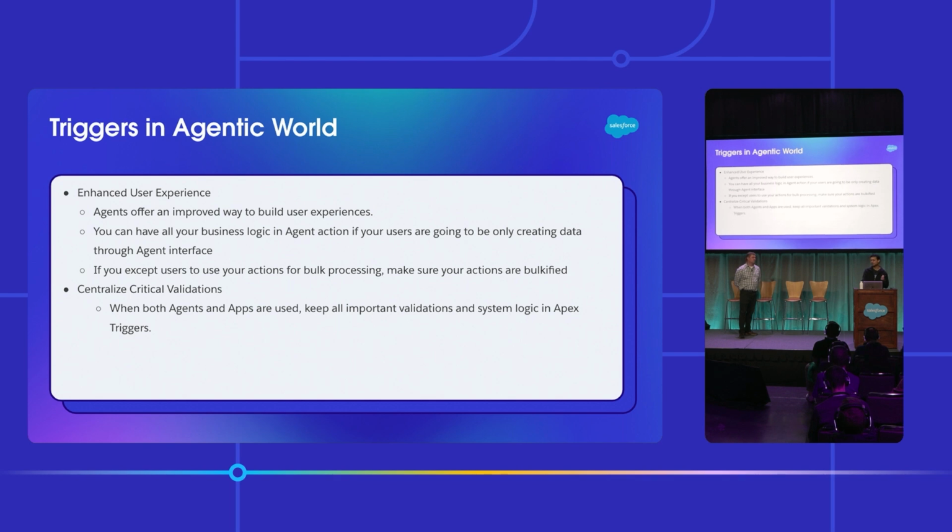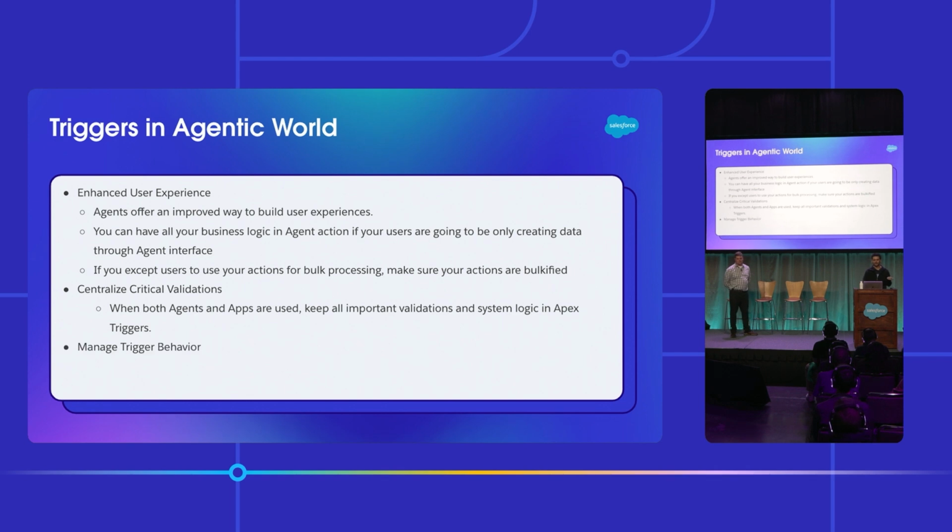Now remember, that's not always the case, right? You are still in this world where you're moving into agents and debating whether to use agents or not. The real, actual world, where both agents and the app exist. That means your users are going to be creating data through the app, and also through the agents, maybe through APIs, etc. There are multiple places. In that case, it is very important to keep all your validations and system logic in Apex triggers.